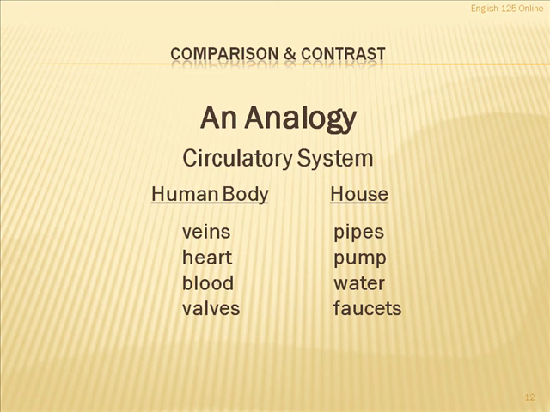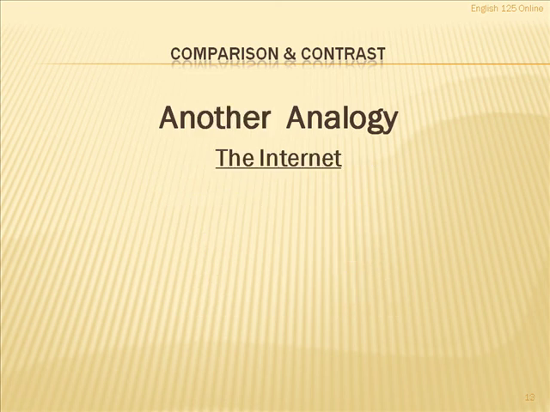The circulatory system in the human body is kind of like the plumbing in a house. I understand that a little bit better now. Okay, let me give you another example of an analogy that might be a little bit closer to home for some of you. Let's talk about the internet.